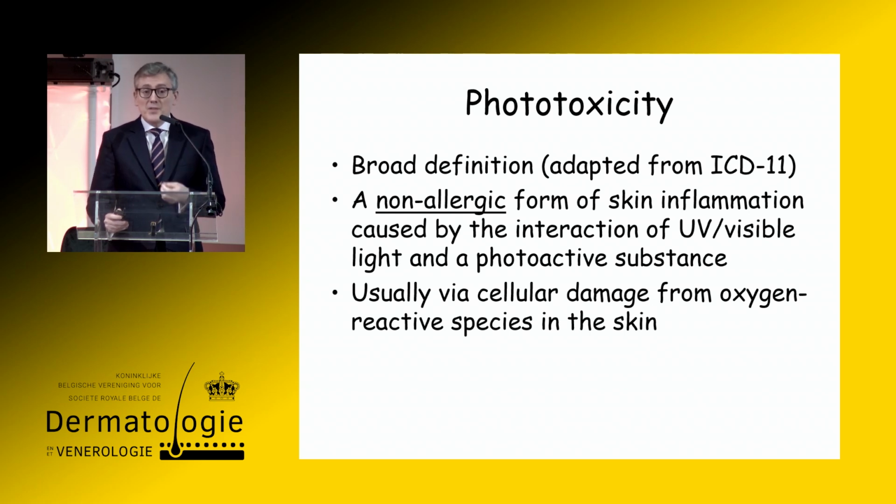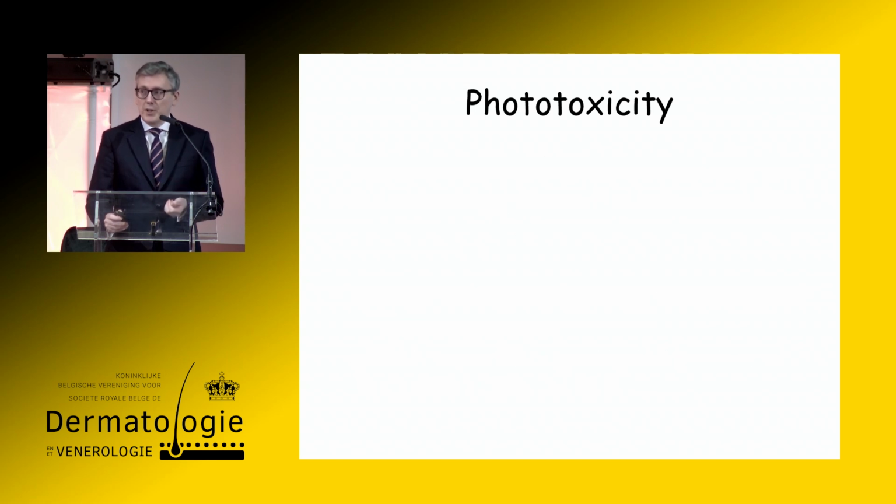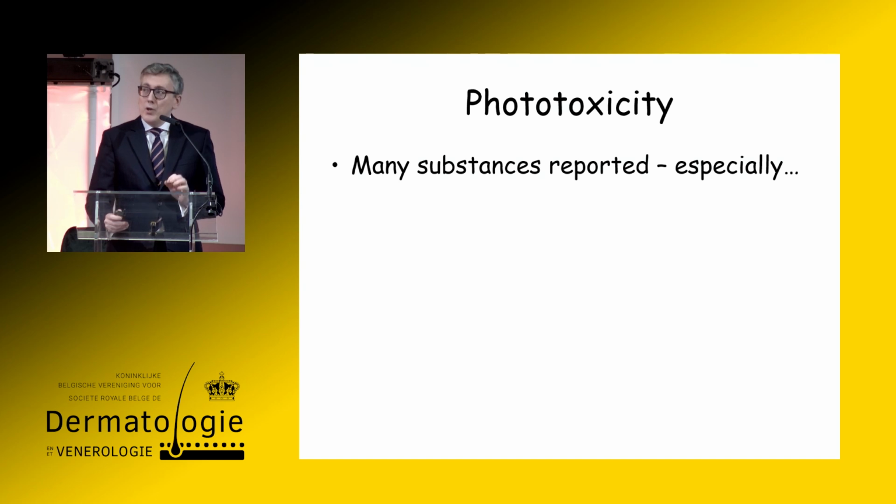So usually you have cellular damage and it's oxygen reactive species, as we've just heard in the talk from Alex Anstey, that's relevant for the damage in porphyria. So similar species are responsible for phototoxic reactions. You can have exposure to these substances which cause phototoxicity either through topical exposure or by systemic exposure. There are many substances that have been reported, and I'm just going to mention a few to illustrate the point, but there are many, many thousands, more than thousands of chemicals that can do this.